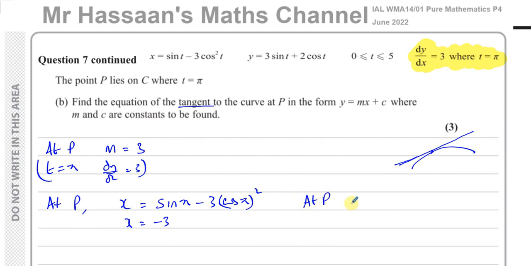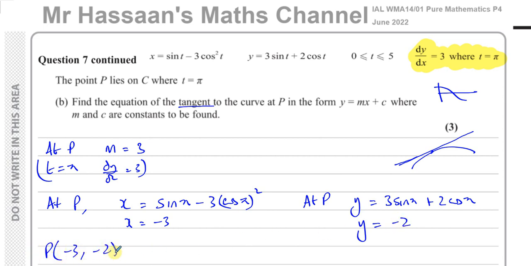at P, we can say y is equal to 3 times sine of pi plus 2 times cosine of pi. So y is going to be 3 times 0, which is 0, plus 2 times cosine of pi, which is, as we said, minus 1. Cosine of pi is negative 1. So this is minus 2. So we can say that the coordinates of P are negative 3 and negative 2.